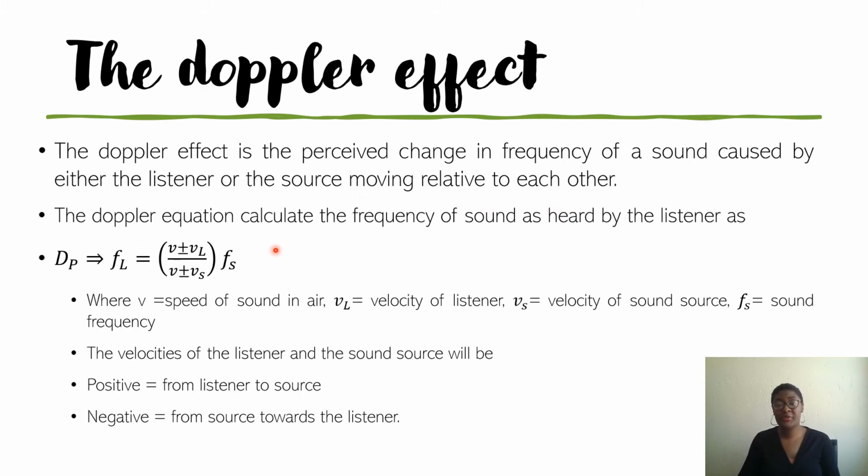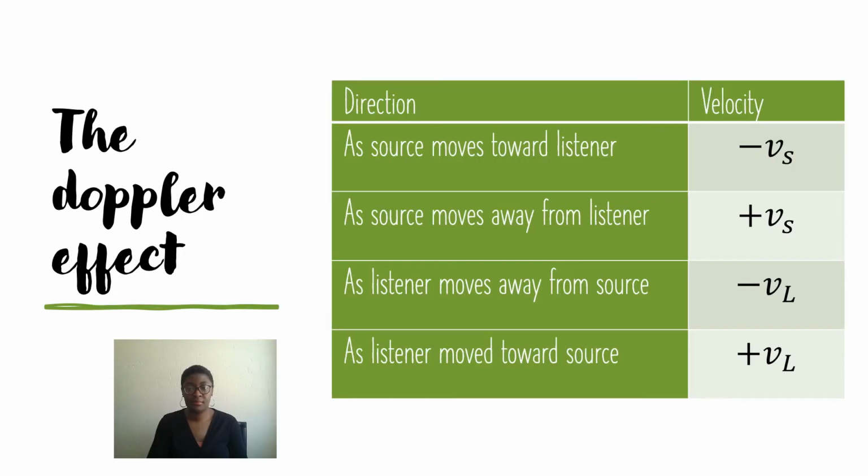Now, the equation for your Doppler effect is mentioned here, where V represents the speed of sound in air, VL represents the velocity of the listener, Vs represents the velocity of the sound source, Fs represents the sound frequency, and then the velocities of the listener and the sound source will be either positive from the listener to the source or negative from the source towards the listener.